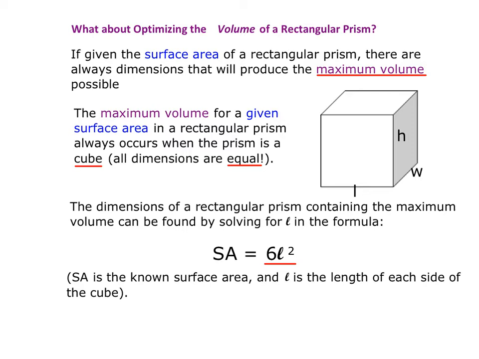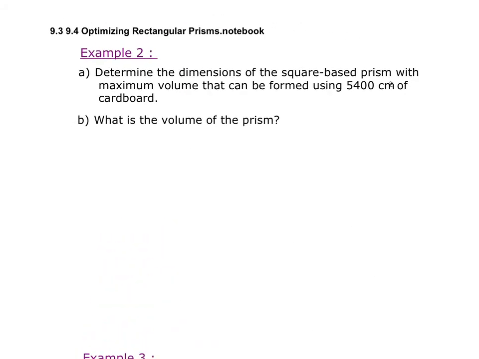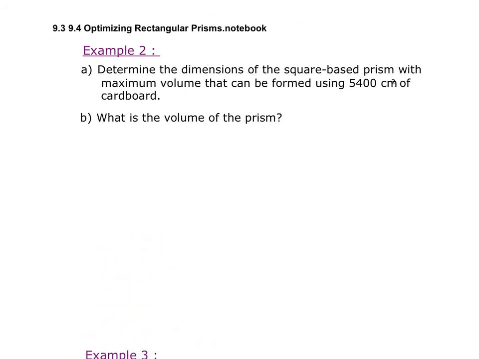So we're just really starting to see a pattern here, right? The dimensions of a rectangular prism containing the maximum volume can be found by solving using the formula surface area equals 6 times L squared. We've used that formula a couple of times already in this unit. Determine the dimensions of a square-based prism, just another fancy way of saying cube, with a maximum volume that can be formed using 5,400 centimeters squared of cardboard. And then what is the volume of that prism?